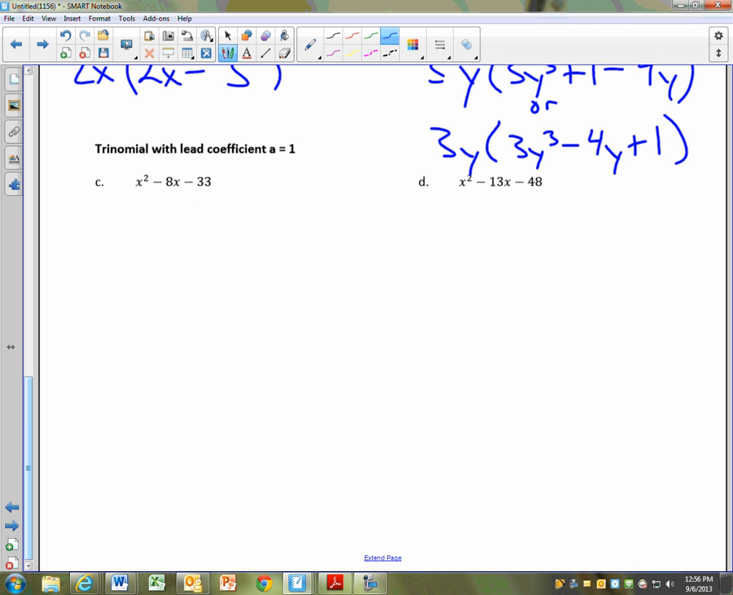Got to have it. Trinomial with lead coefficient of a equals 1. That'll be if you have ax squared plus bx plus c, and what you do is you have a lead coefficient of 1. Okay? So this is an example where a front coefficient is 1. These trinomials are easy to factor. We know they factor to 2 binomials. So we have x and x, then we simply need to find the 2 numbers that multiply to negative 33 but add to negative 8. What are they? Negative 11 and positive 3. Do the second one on your own.